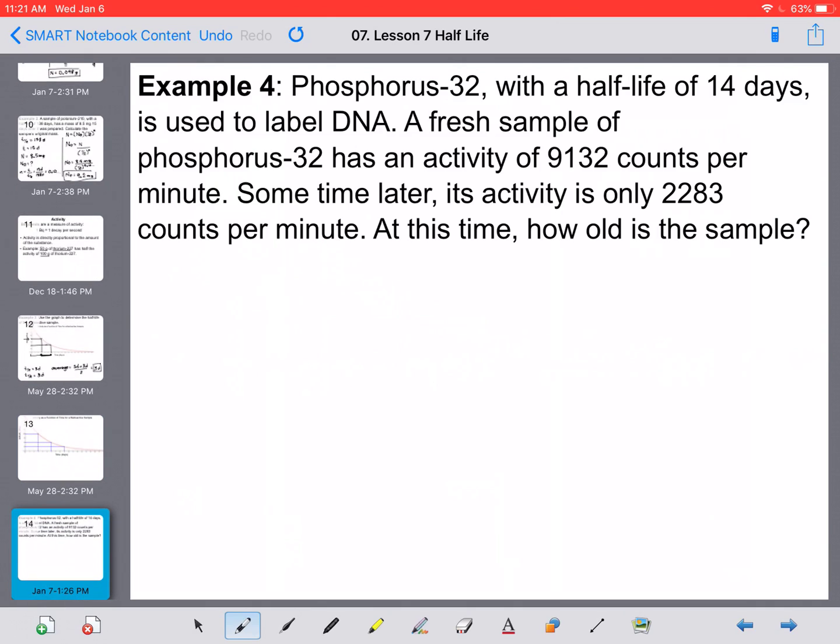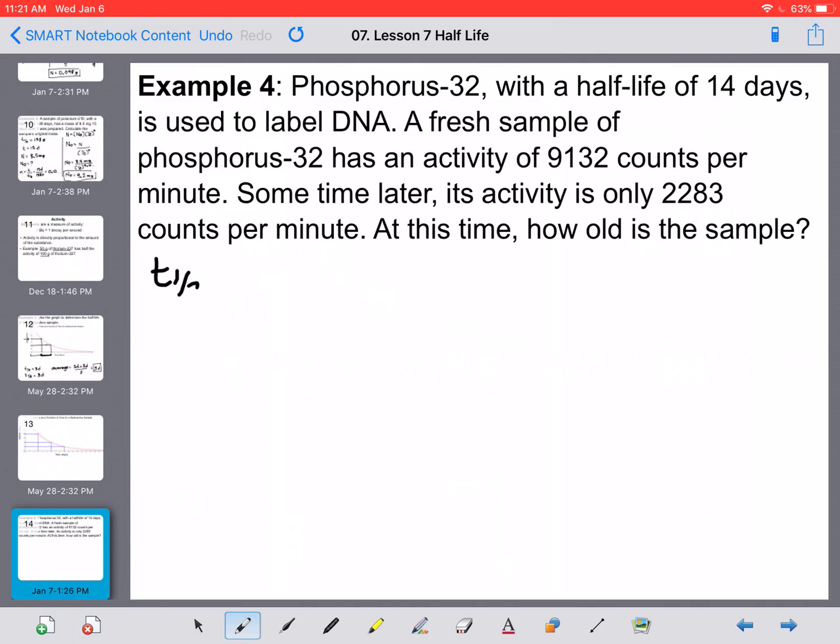All right, example 4. Phosphorus-32 with a half-life of 14 days is used to label DNA. A fresh sample of phosphorus-32 has an activity of 9132 counts per minute. Sometime later, its activity is only 2283 counts per minute. At this time, how old is the sample?